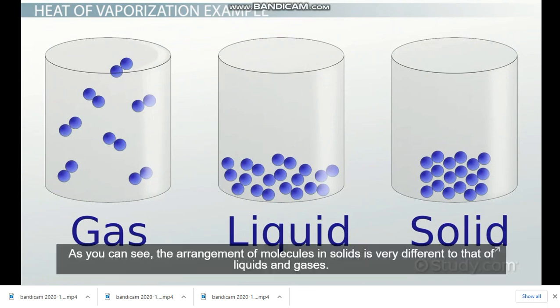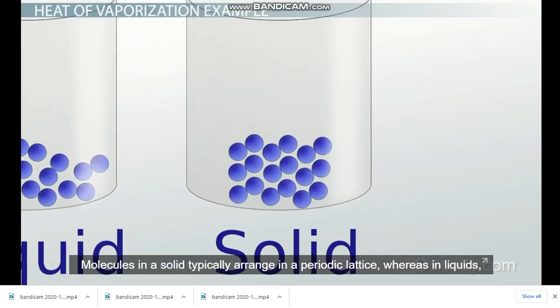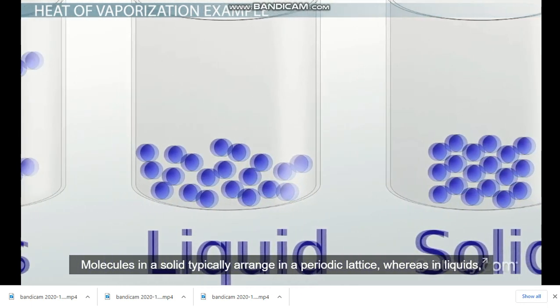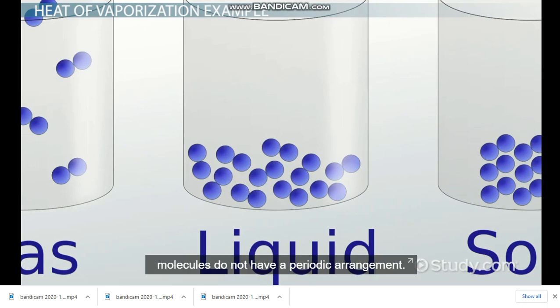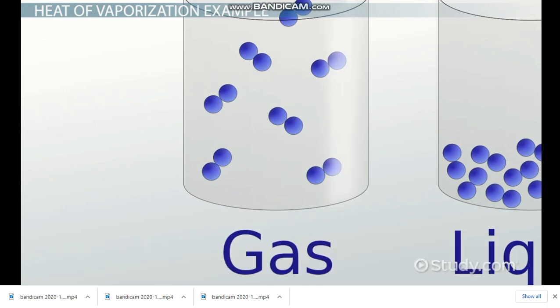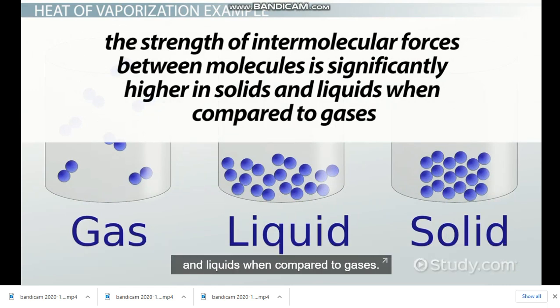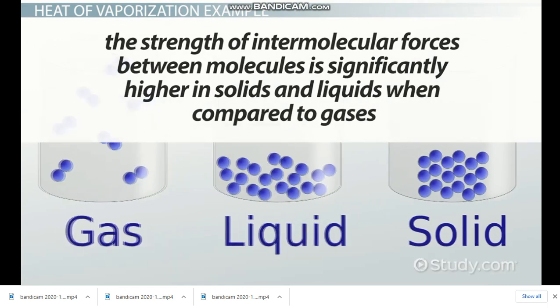As you can see, the arrangement of molecules in solids is very different to that of liquids and gases. Molecules in a solid typically arrange in a periodic lattice, whereas in liquids, molecules do not have a periodic arrangement. Molecules in a gaseous substance move constantly, making the position hard to track. Additionally, the strength of intermolecular forces between molecules is significantly higher in solids and liquids when compared to gases.